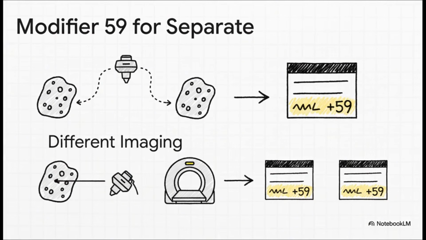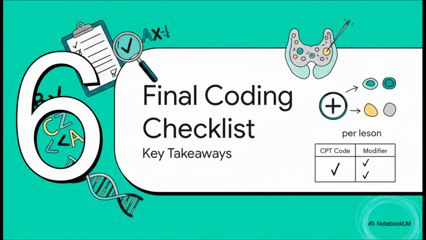Let's get really specific about using modifier 59 here, because this is important. If you've got 2 separate lesions, but you use the same type of imaging for both, like ultrasound for both, you only put the modifier 59 on the core biopsy's imaging code. But if you use different imaging for each, like ultrasound for one, CT for the other, then you need to put a modifier 59 on each of the imaging codes to show they were truly separate guidance events. Whew! Okay, that was a lot, I know. We moved fast. So let's bring it all home with a super simple checklist.